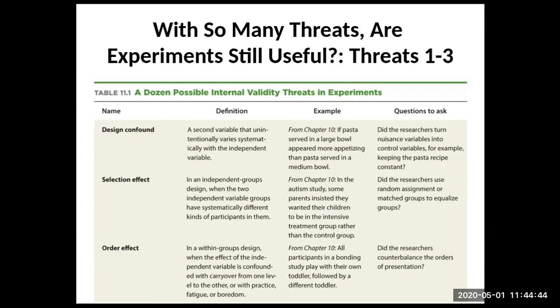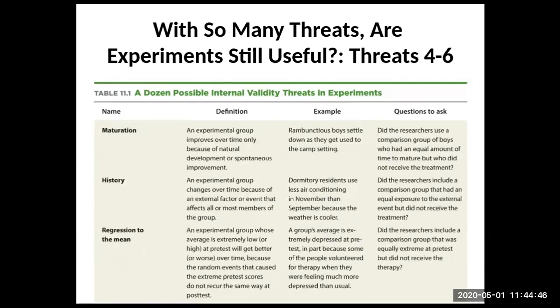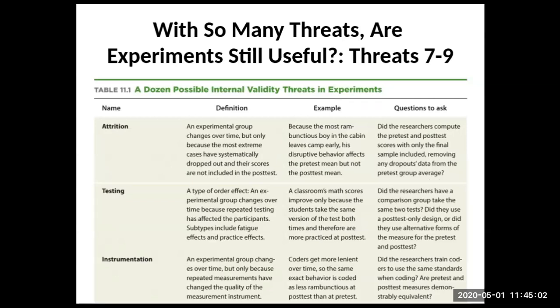So, yes, definitely still useful. For maturation, history, and regression, did you add a comparison group that didn't receive the same treatment to see if you can parse out the effects with and without treatment? Then you have mitigated, for the most part, that internal validity threat. 7 through 9, for attrition, don't add their scores for the pretest if they're not there for the post-test. So remove their scores.